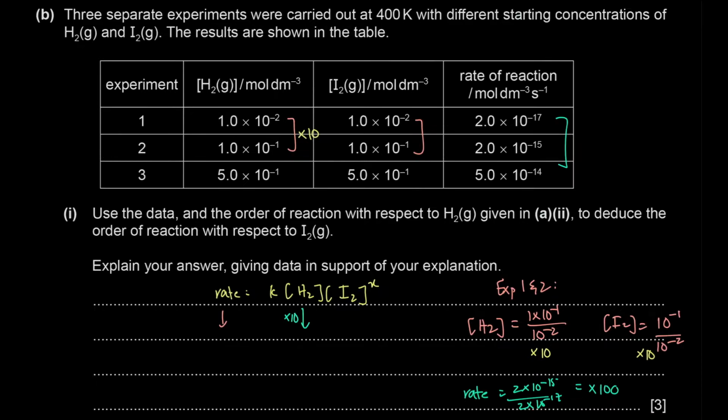So what is the effect due to iodine alone? Multiplying hydrogen by 10 multiplies the rate by 10, but the overall effect is times 100. So therefore, multiplying iodine by 10 also multiplies the rate by a factor of 10. So if I increase the concentration of iodine by a factor of 10, the rate is multiplied by the same factor. Therefore, we can say that the order with respect to iodine is 1.